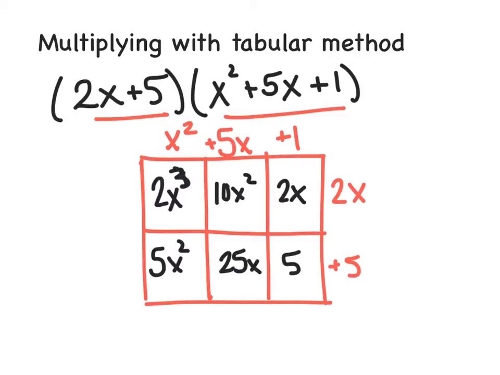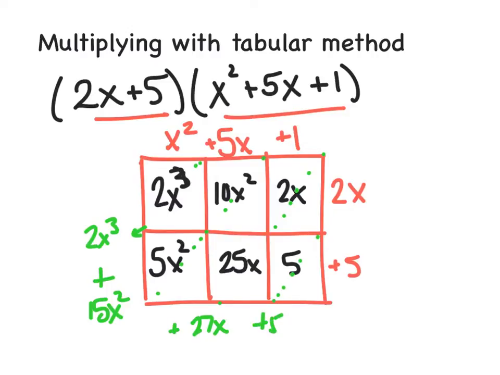And then what we did, as you'll recall, is we added the diagonals. So this diagonal comes out to be 2x cubed. These two we're going to put together. So 10x squared and 5x squared make 15x squared. Then these two diagonals, 25x and 2x, make 27x. And these are positive, so I'm going to put plus signs there. And then this last diagonal just makes a plus 5.